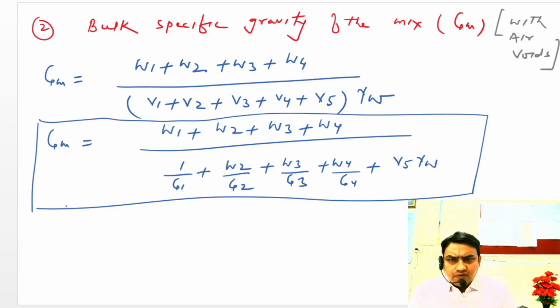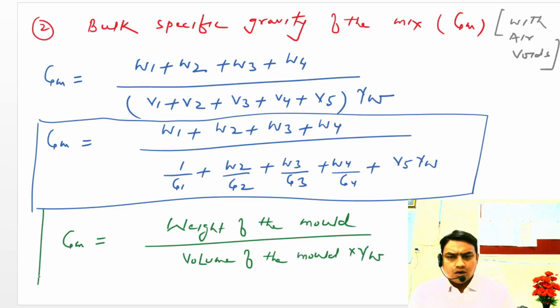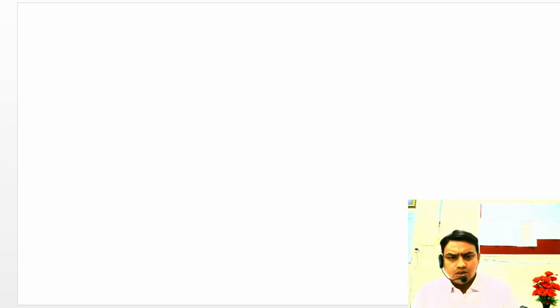The bulk specific gravity can also be written in terms of weight of the mold divided by volume of the mold into unit weight of water. So this can also be written as weight of the mold by volume of the mold into gamma W.